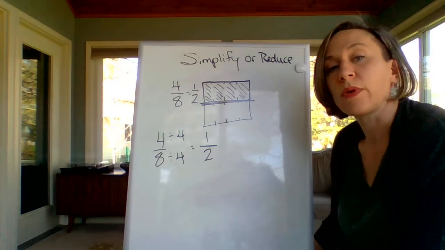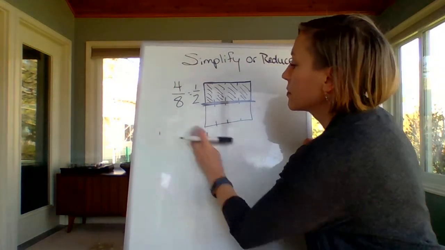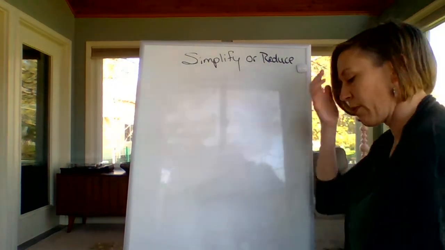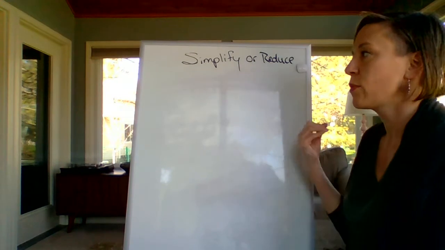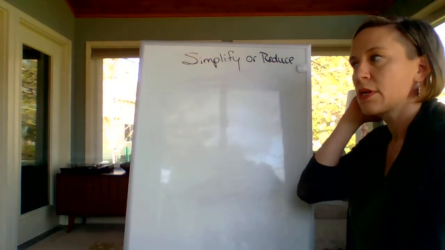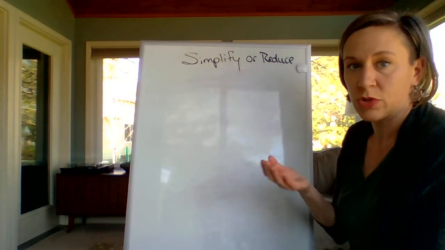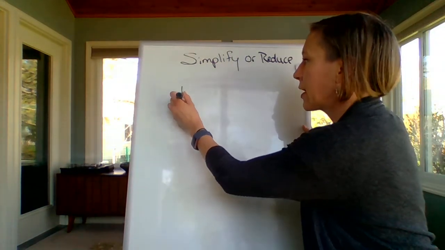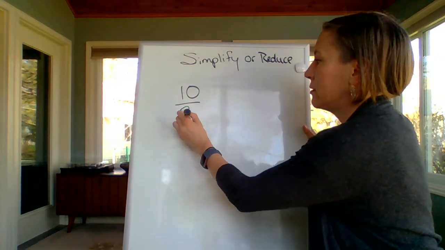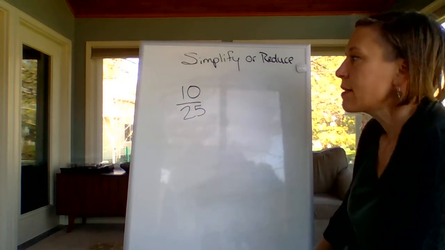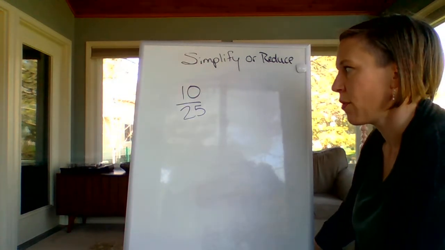Let's take a look at another one of those. This is where knowing your multiplication facts really comes in handy. You'll be working a lot with fractions in middle school, and the more that you can see those patterns and those relationships with numbers, the easier doing simplification is going to be. So let's take a look at a number like 10/25. That's kind of hard for our brain to think about.